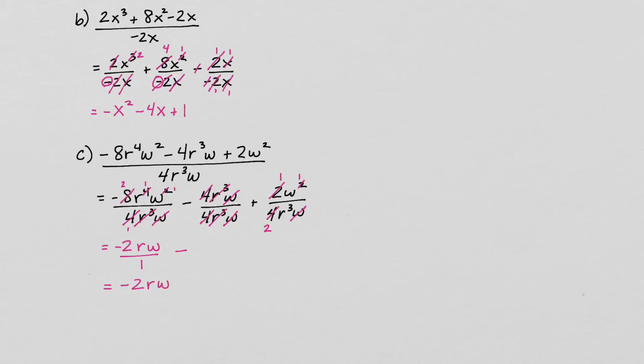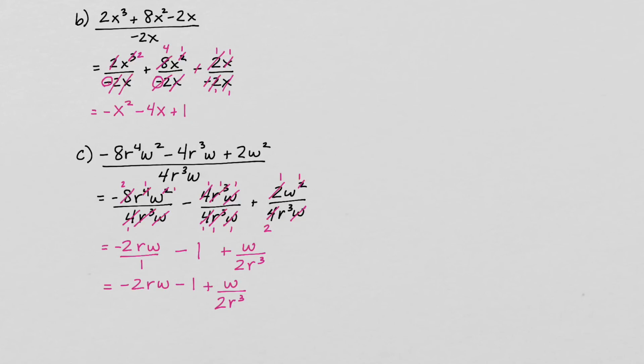In the second piece, everything canceled out. So again, I can think of it as 4 goes into 4 one time, 4 goes into 4 one time. R cubed goes into R cubed one time, R cubed goes into R cubed one time. W goes into W one time, W goes into W one time. So this second piece would be a minus 1. So this is just going to be minus 2rw minus 1. And then this last piece here, I have a w on the top, and on the bottom, I have a 2r cubed left. So it's going to be plus w over 2r cubed.